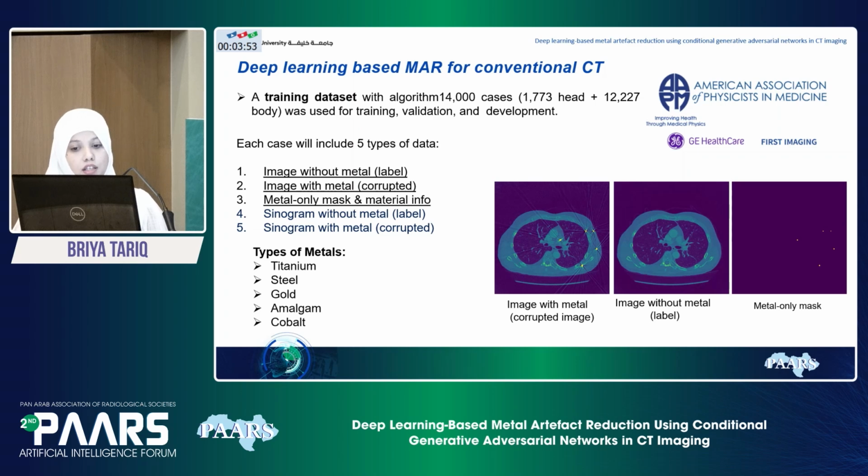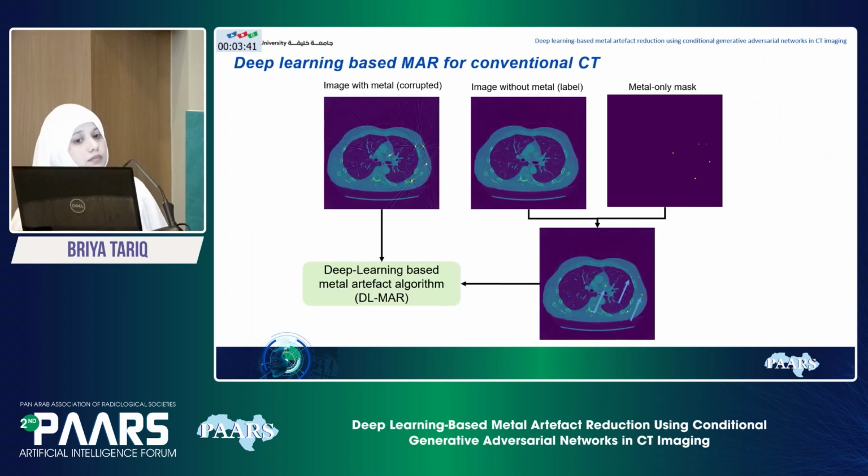The dataset they provided has corrupted images having metals and artifacts, labels without metal and without artifacts, and the metal only mask. For supervised deep learning, because that gives us more accurate results, we make our ground truth images by using the labels and the metal only mask.